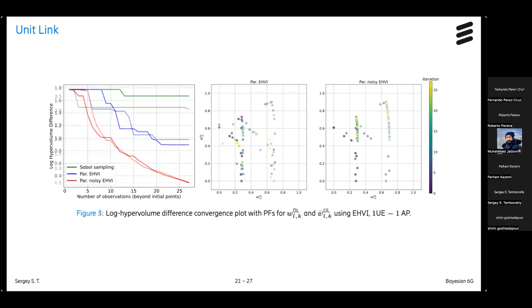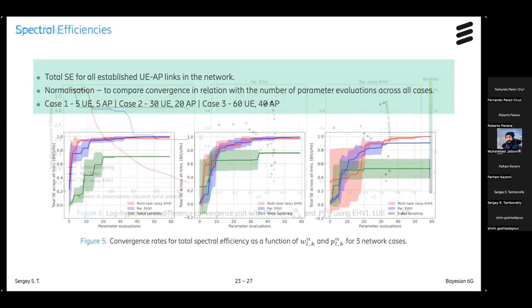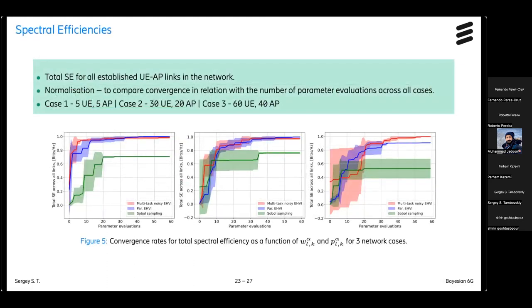Yeah. So, for example, in the first case, we will have in total 25 objective functions and 25 sets of parameters. You have 25 dimensions.